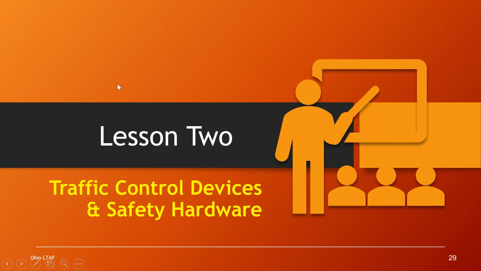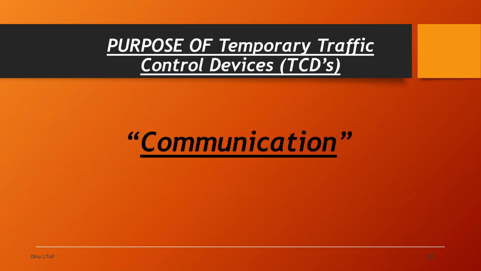All right, well, let's move on to lesson 2, where we delve into talking about the different traffic control devices and safety hardware. So the purpose of our temporary traffic control devices is communication. If you think about it, how else could we communicate to the motorists as they approach our work zones? Could we send them a text message instead? Well, no, because we don't want people texting while they're driving, right? So that wouldn't work. So we haven't found a better way of providing them with the information that we have a work zone ahead of them.